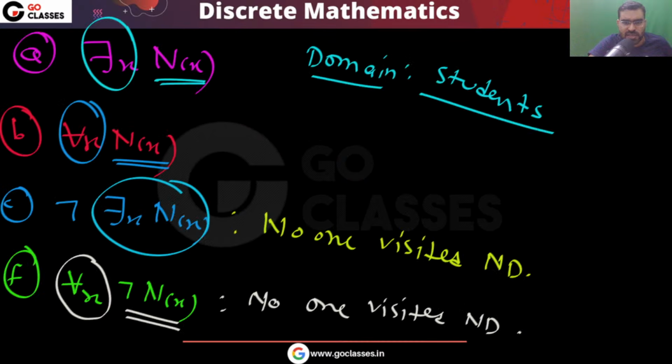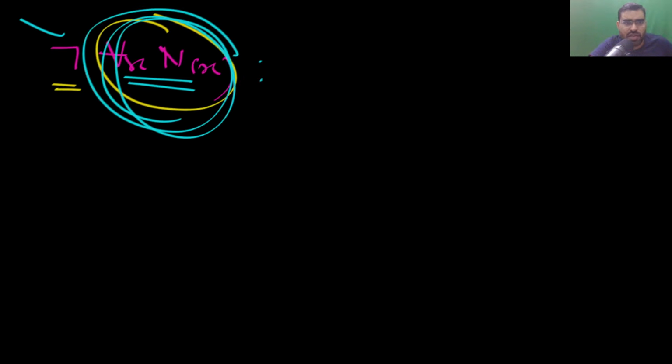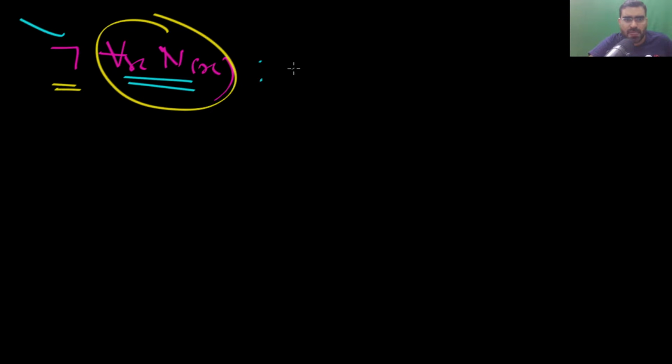See what this statement is saying. This is saying that everyone visited. And this is saying the negation of that. What is the negation of everyone visited? Let's assume the school principal is saying that everyone visited North Dakota. When can I say he is a liar? What is the negation of that? The negation of that will be, someone did not visit.